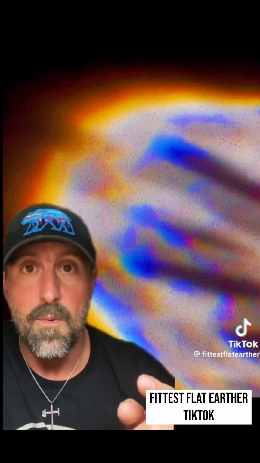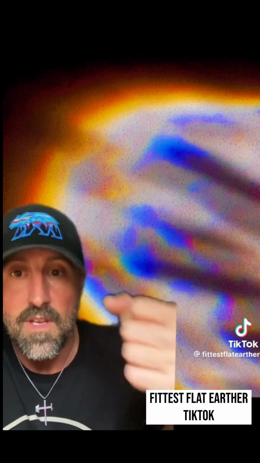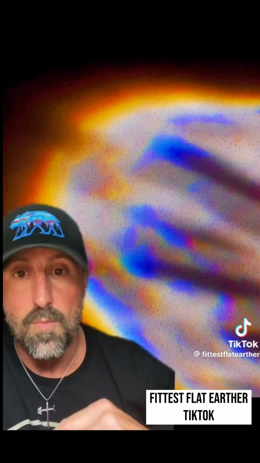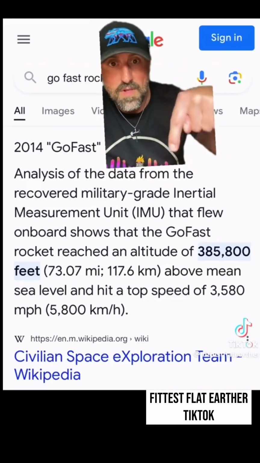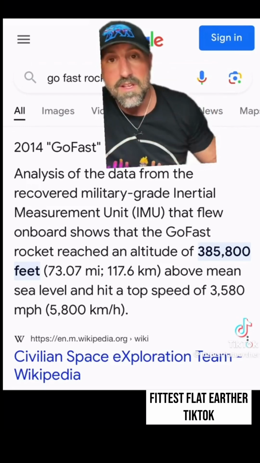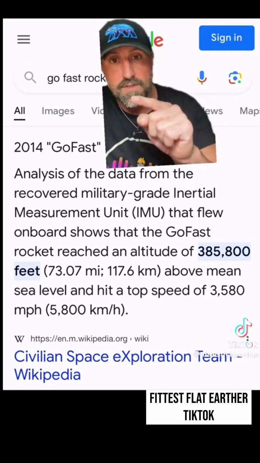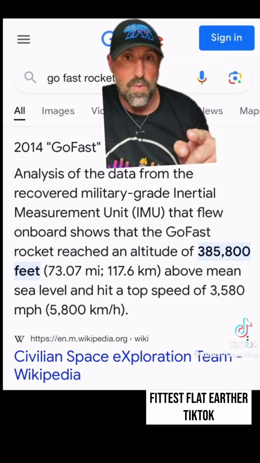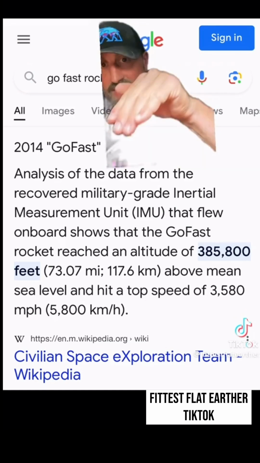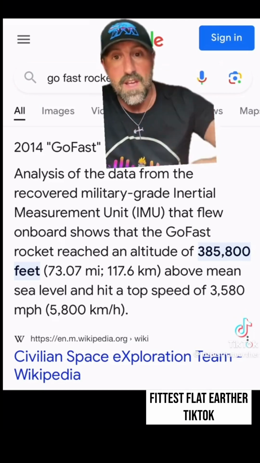So what I want to show you now is the Go Fast rocket going up 72 miles in Nevada, which would be more towards the center on a flat Earth, compared to the Encyclopedia Britannica from back in 1958 that said how high the dome was. All right, so if you look below, the Go Fast rocket in 2004 went up 73 miles. And this was done in Nevada, so I'm gonna show you where this was on the map, and I'm gonna show you where the Encyclopedia Britannica says, and you'll see that it's a difference of height.